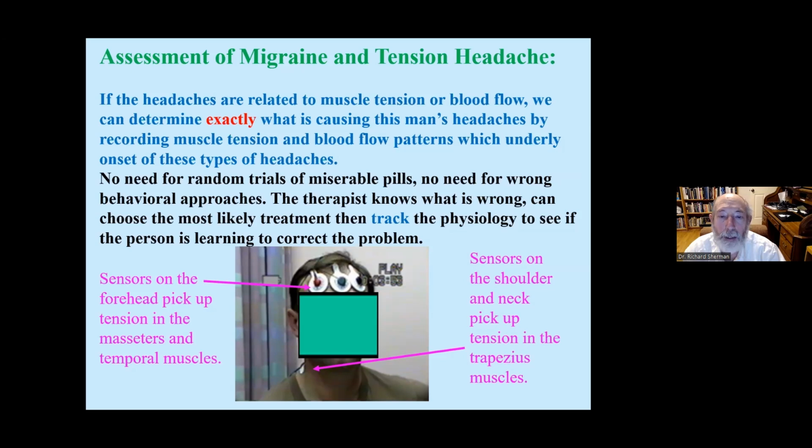Okay, so we talked about headaches. So here we are recording somebody's forehead. Remember that it's not muscle tension in the forehead we're worried about, it's muscle tension in the jaws, which cause tension in the temporal muscles, which cause problems across here. We're also recording from the trapezius muscles and the neck. You can sort of see a sensor poking out there.